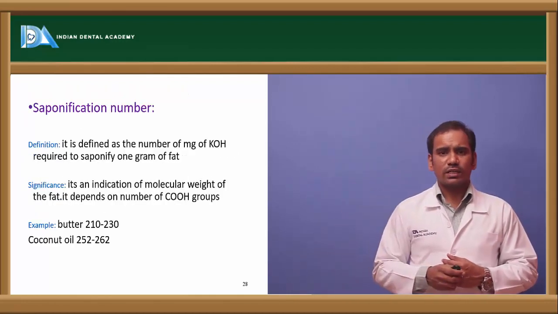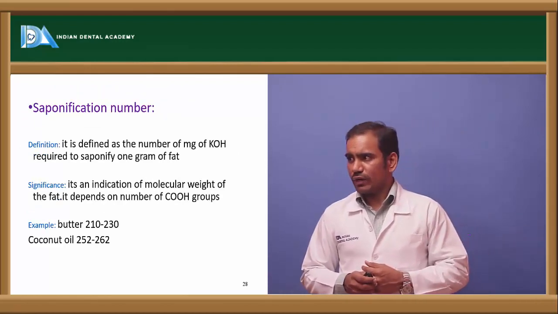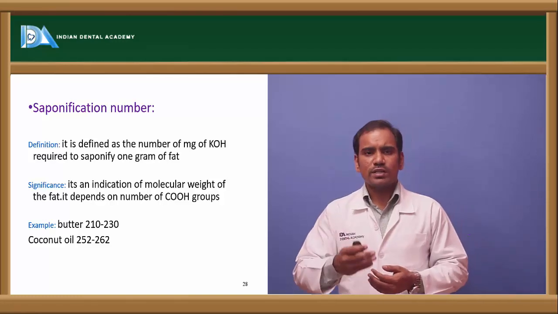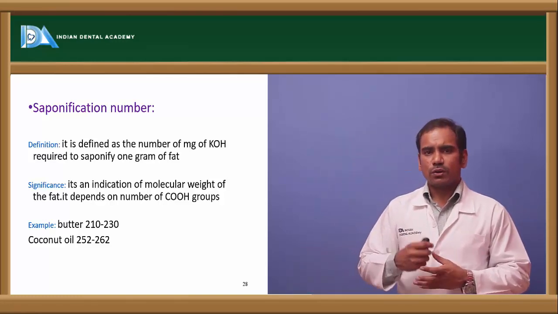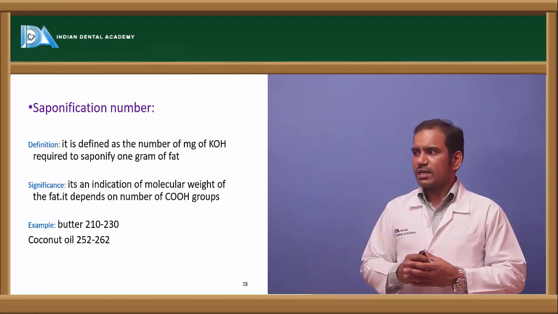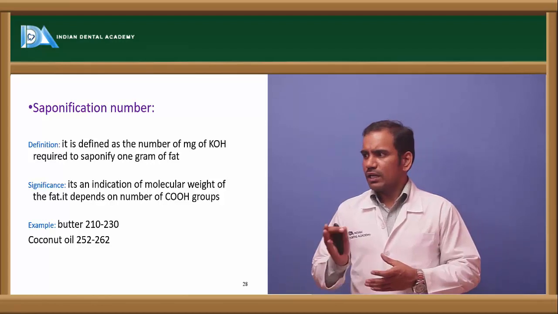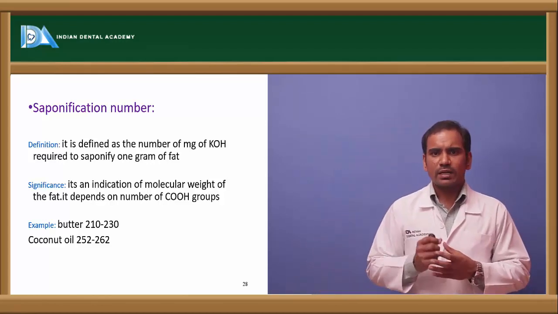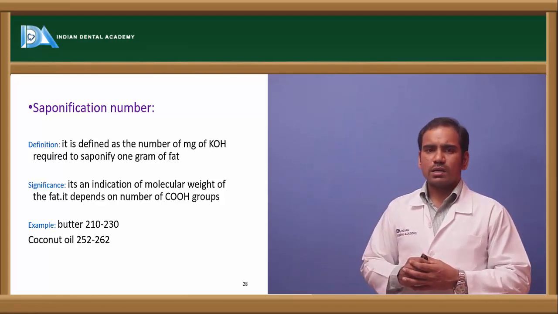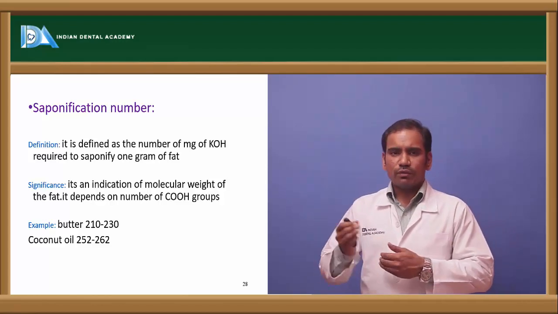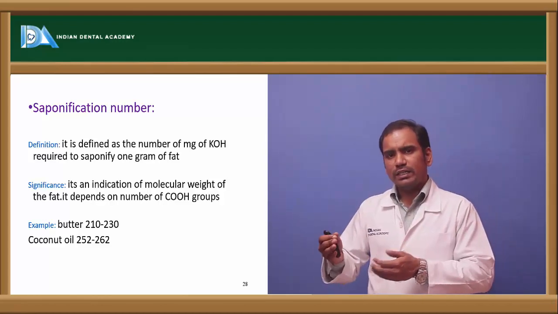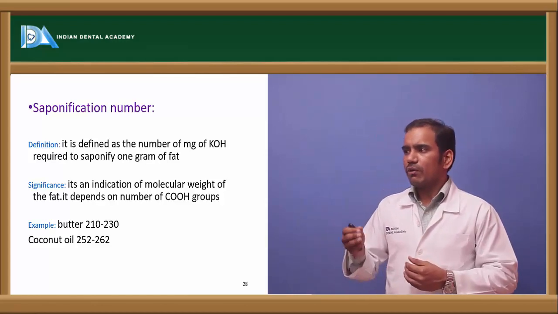And another test for the identification of adulteration is the saponification number. So what is saponification? Hydrolysis of fat by alkali is called saponification. And coming to the saponification number, it can be defined as the milligrams of KOH required to saponify 1 gram of fat. So what is the significance of this saponification number? This saponification number indicates the molecular weight of that fat. That molecular weight of fat in turn depends upon the type of fatty acids.